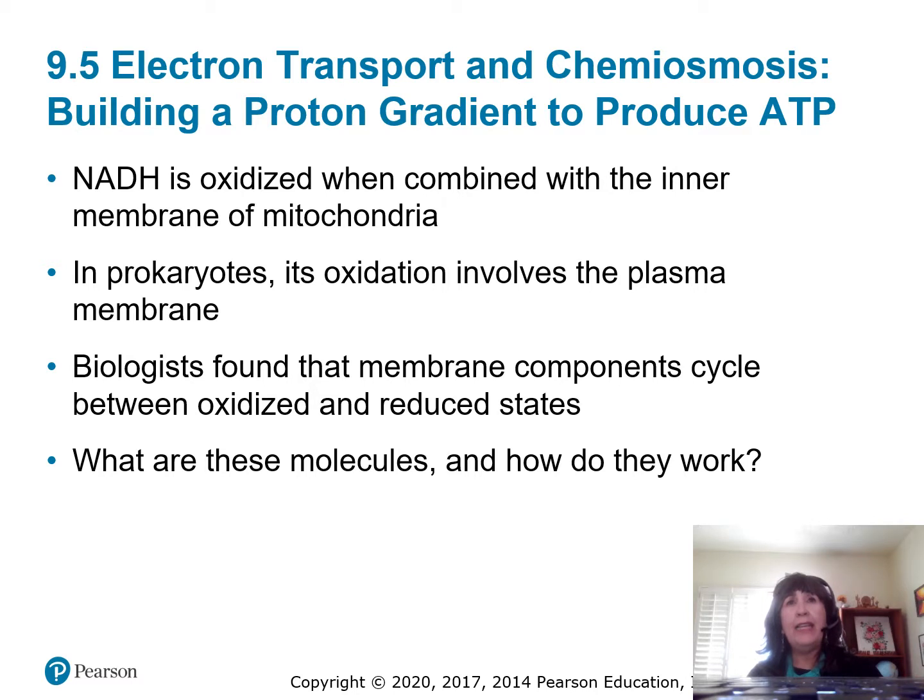So it says here, NADH is oxidized when combined with the inner membrane of the mitochondria. But remember, what does oxidized mean? Are we losing or gaining electrons? Yeah, you're right, we're losing electrons. And remember, in prokaryotes there is no mitochondria, so it's happening at the plasma membrane. Okay, so biologists have found that the membrane components cycle between oxidized and reduced state. In other words, there's a lot of transfer of electrons, and I always go from high to low energy, high to low energy.